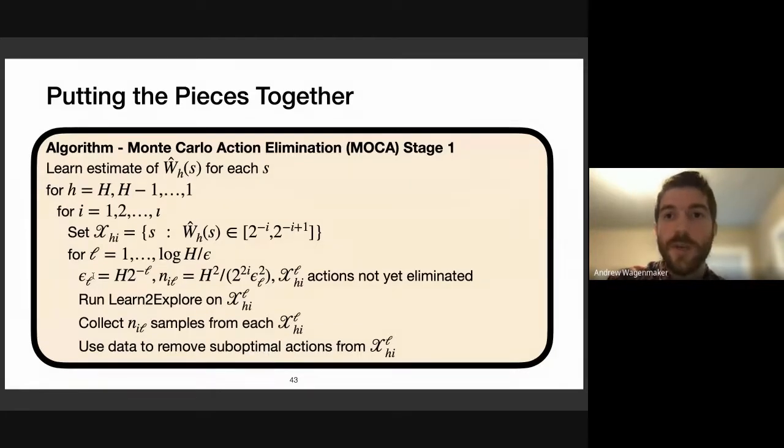So we never sample an action more than 1 over its gap squared times. And if you couple it with this learn to explore procedure, where we do learn to explore only over our active states and actions, you can show that you only actually sample any given action about 1 over gap squared times. And if you work out what you get combining these techniques, you get the gap visitation complexity at the end.